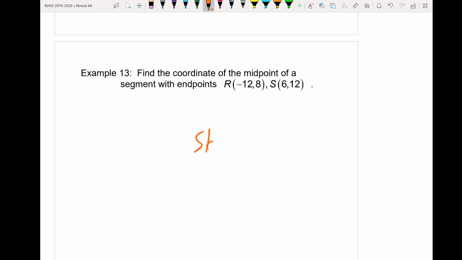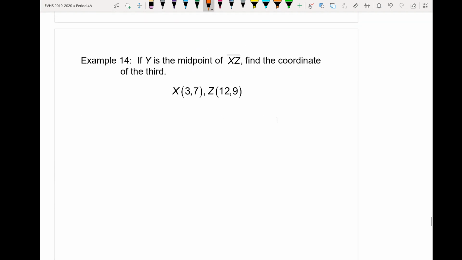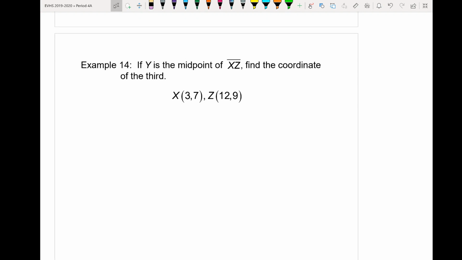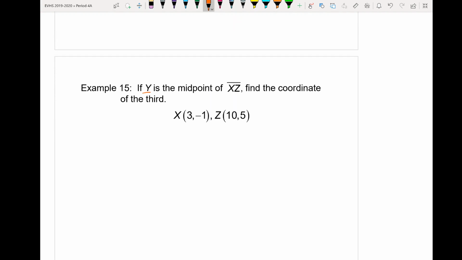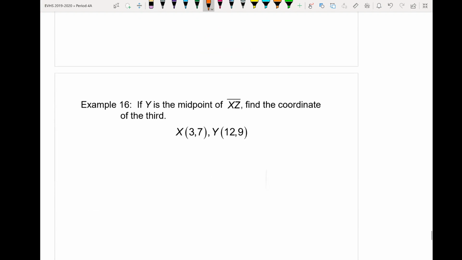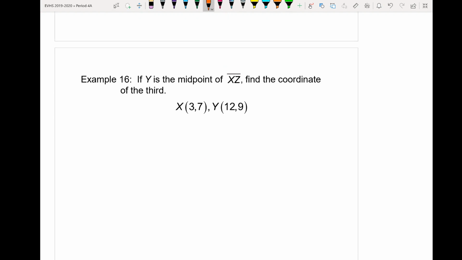I'm going to skip this one. Same idea. The wording here is a little bit weird, but it's the same thing. Find the coordinate of the third. Notice the y is the midpoint of x and z. Still the exact same thing you did before. We go to 15. Again, y is the midpoint of xz. Still the same thing we did before. 16, I believe, is the one I want to do. All right. So y is the midpoint. Notice it gives me x and y. So I have the midpoint given to me in the problem. I want to find the third point, which is the other endpoint.